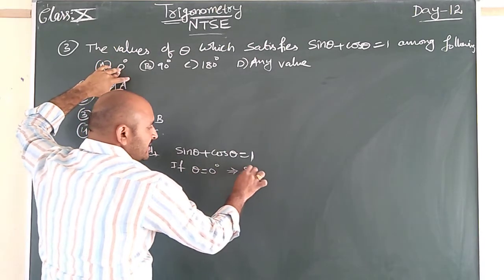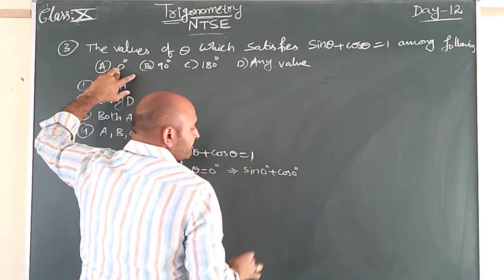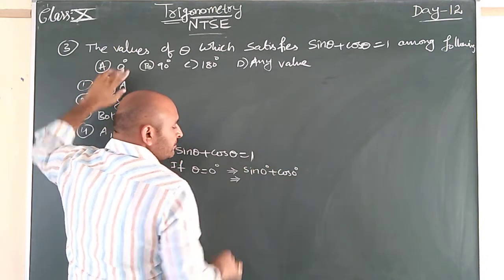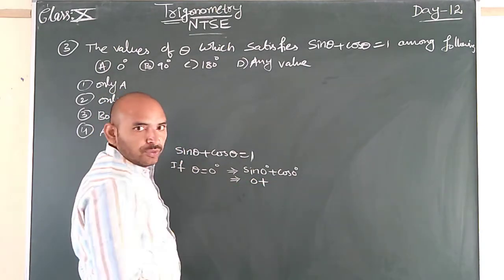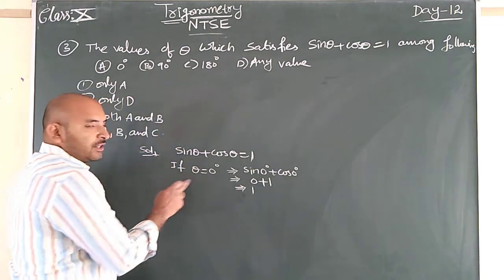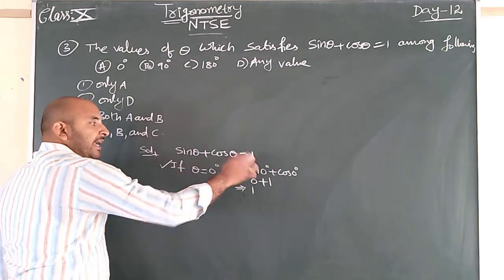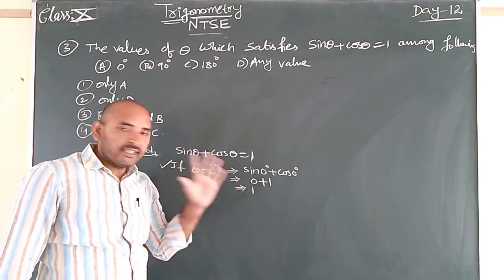That implies sin 0 degrees plus cos 0 degrees, which is equal to sin 0 value 0 plus cos 0 value 1. So clearly 1. So if theta is equal to 0, this condition is satisfied. Sin theta plus cos theta value is 1.